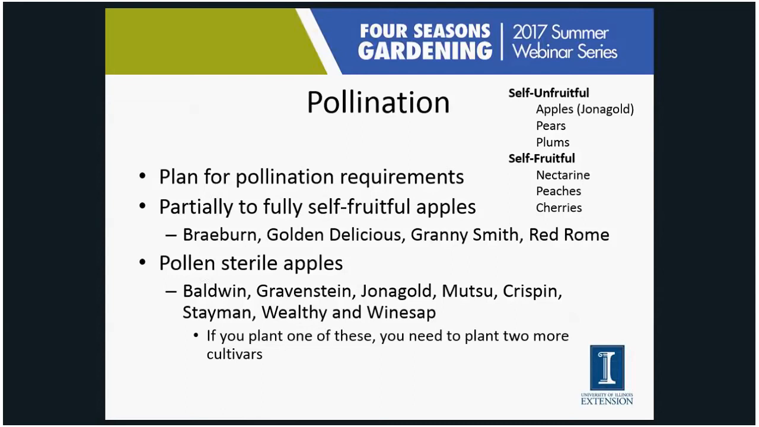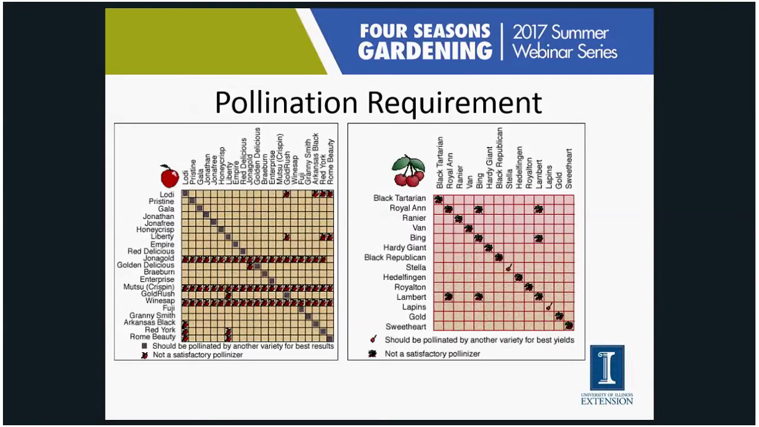You may ask, why are they pollen sterile? Well, typically these are called triploid trees because of the amount of chromosomes that they have, and that affects their ability to receive the pollen into the ovary to create the fruit. So here we see the pollination requirements for apple and cherry, and you can see that with the diagonal line across these charts, most of these, or all of these, cannot be pollinated by themselves.